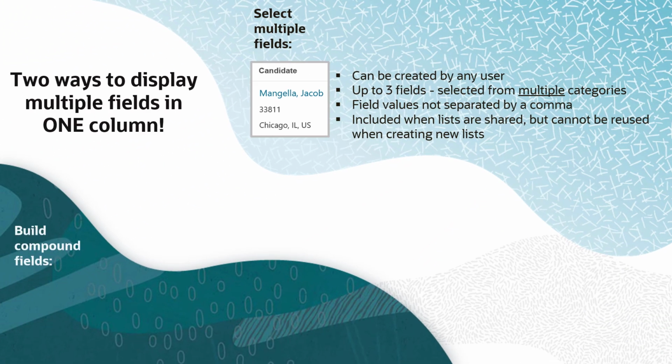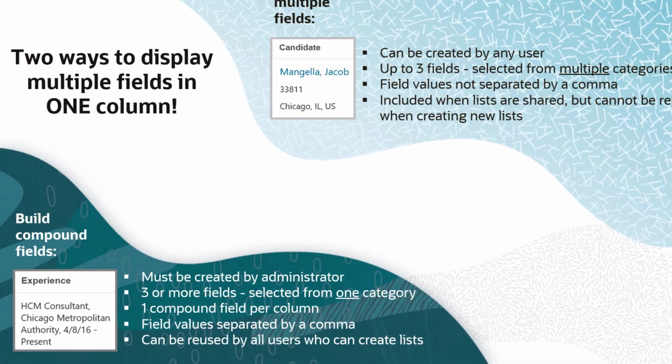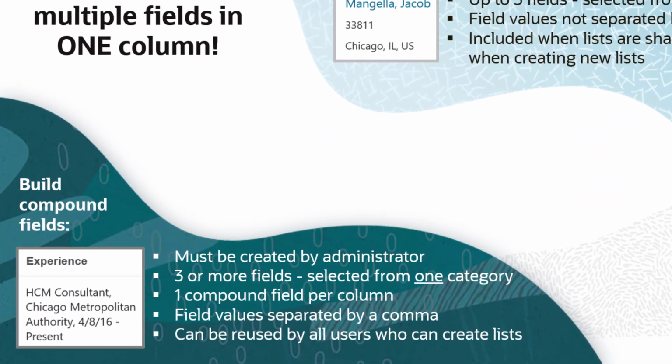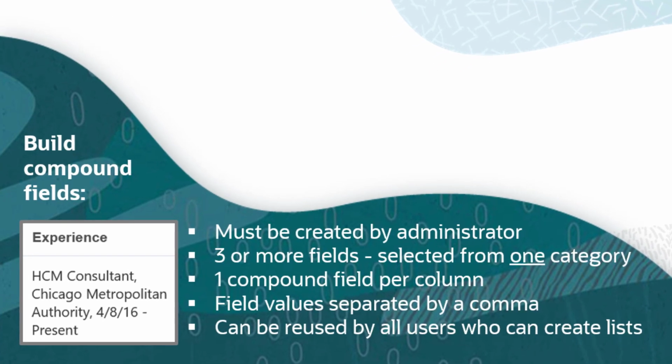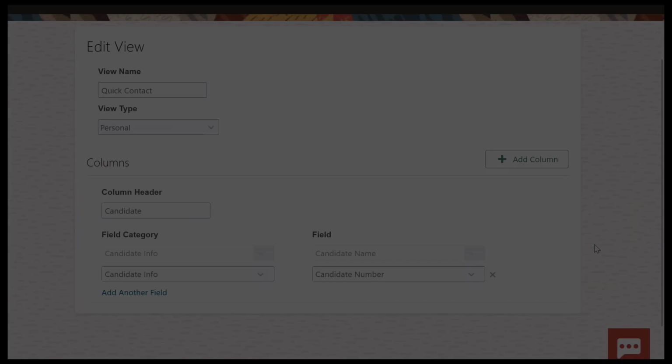Another way is for an administrator to build preset compound fields. These compound fields can have up to 3+ fields selected in only one category. The truncated values will determine how many fields can fit in the column. There can only be one compound field per column, and the values are separated by a comma. Once built, compound fields can be used by any user to build new lists.